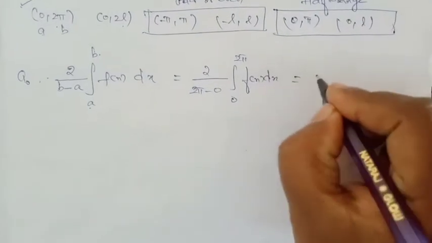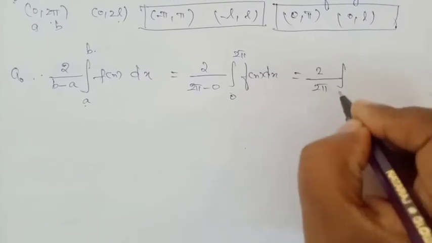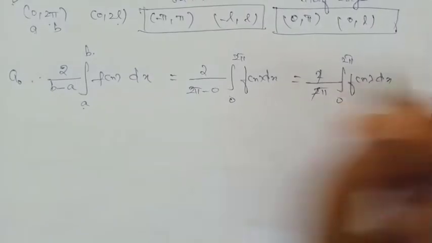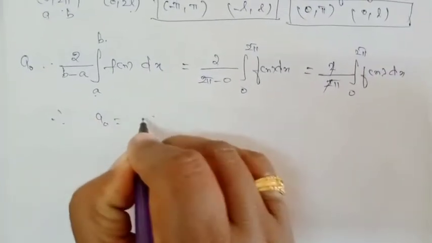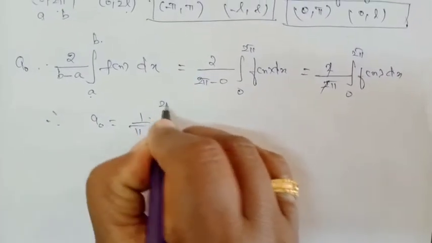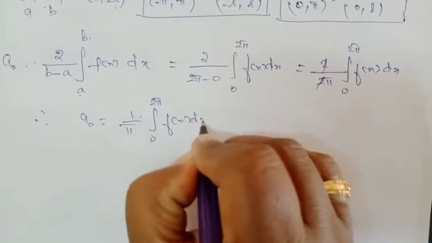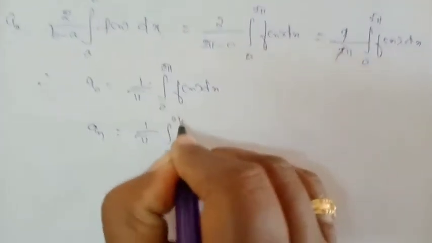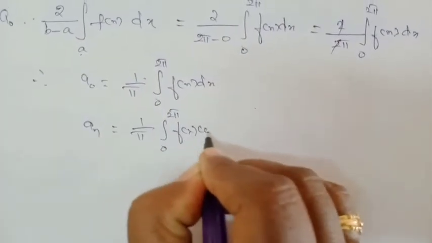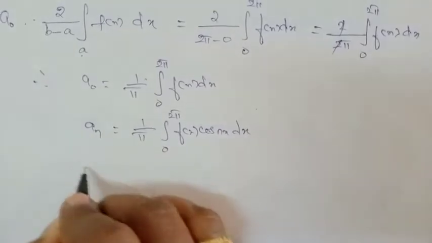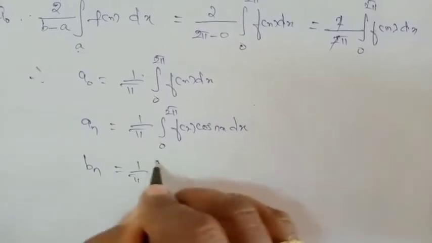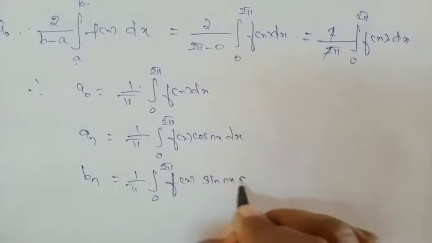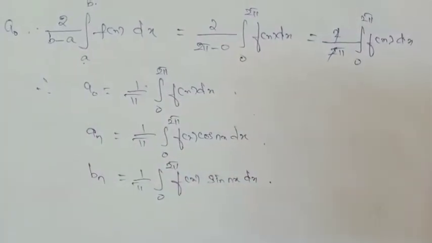Which is equal to 2 by 2 pi integral 0 to 2 pi f of x dx. So 2 and 2 will get cancelled. Therefore a0 is equal to 1 by pi integral 0 to 2 pi f of x dx. As well for an it will be 1 by pi integral 0 to 2 pi f of x cos nx dx. Similarly for bn it will be 1 by pi integral 0 to 2 pi f of x sin nx dx. Is that okay?